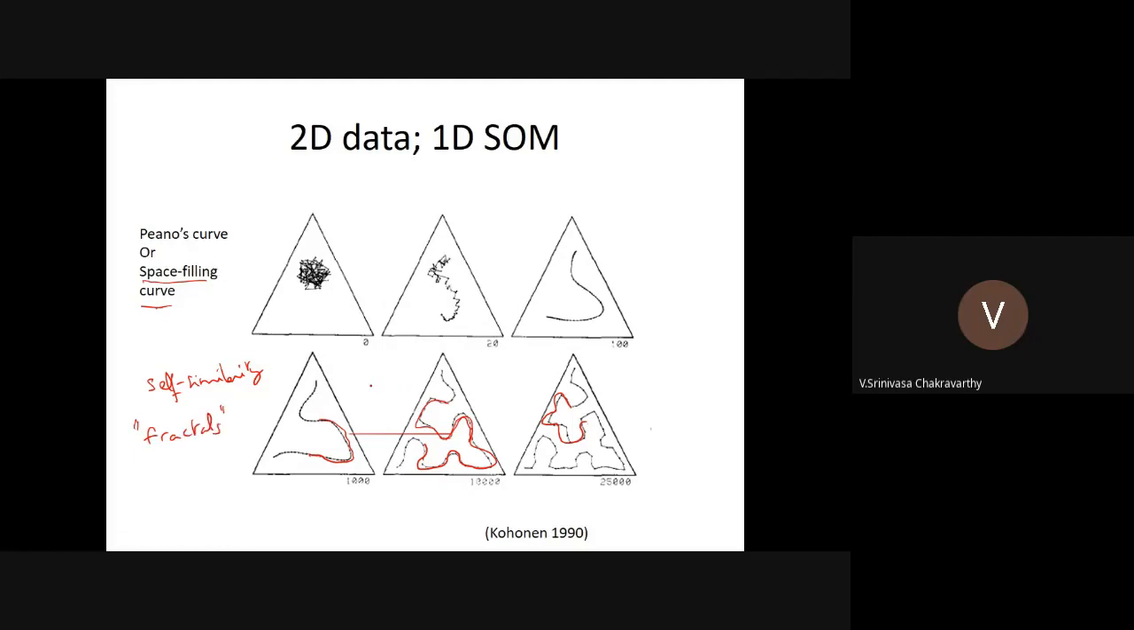It's very interesting that the self-organizing map model, which has nothing to do with fractals originally, when you actually train it on simple 2D data like this, you take a 1D map and train it on 2D data, you end up with such self-similar curves which are encountered in the topic of fractals.